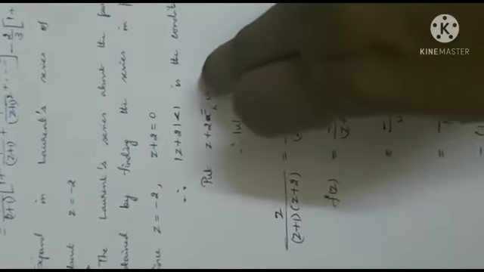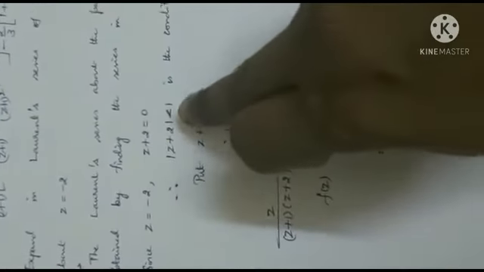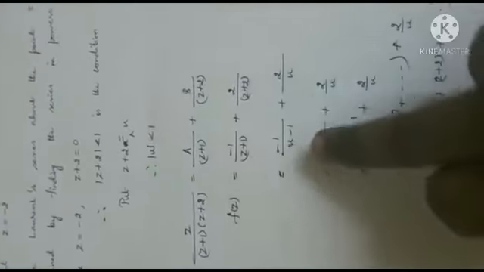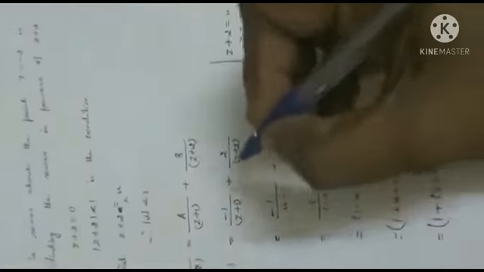We have to create the condition. 0 is less than 1. That is why put z plus 2 equal to u. So, modulus of u is less than 1. This is the condition. With the condition, we should try this problem. Take this, do it by partial fraction method. You please verify your answer, okay?